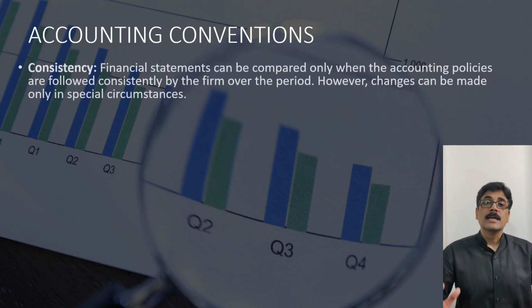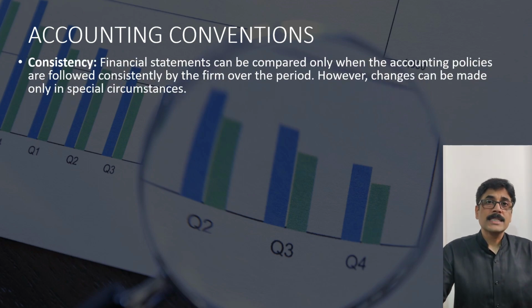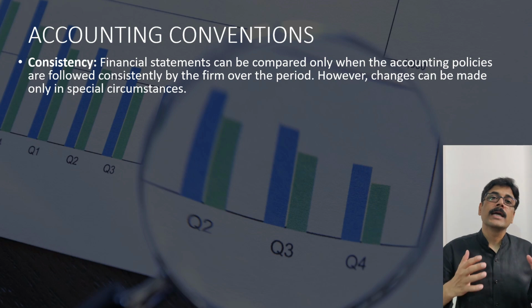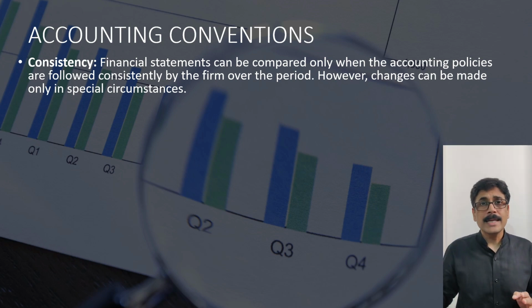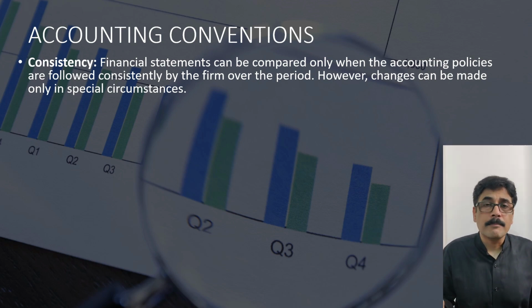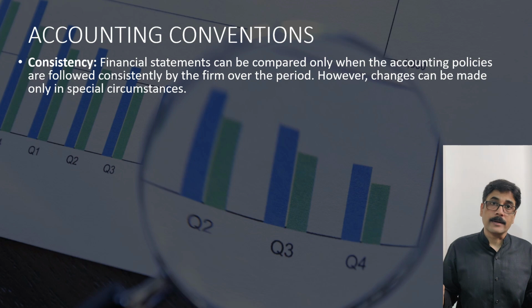The first convention is consistency. Consistency says that if you have followed a method, the same method you need to follow the next year or the year after. Why? Because unless and until you follow the same method, you cannot compare the financials of two accounting periods, right?